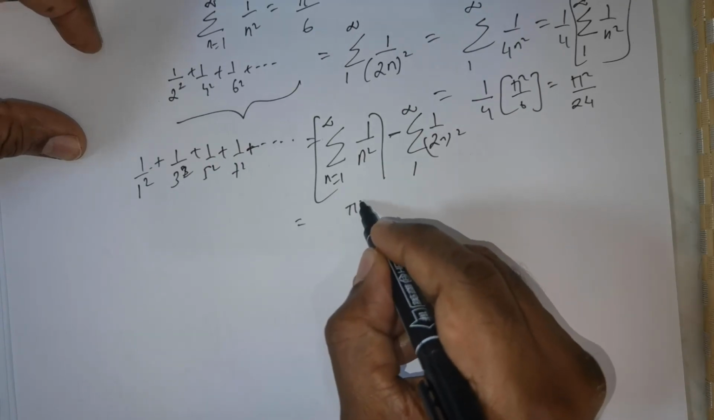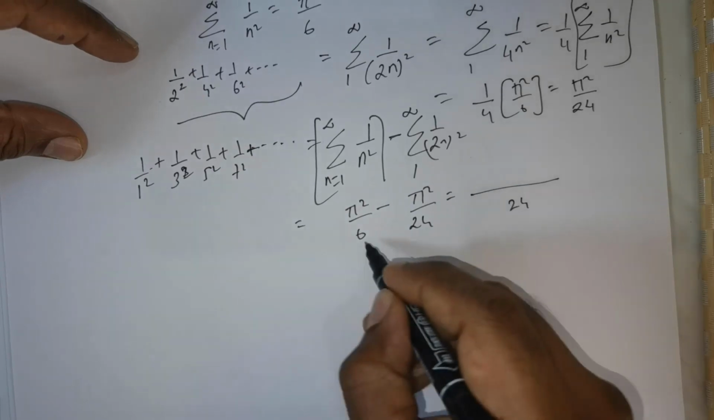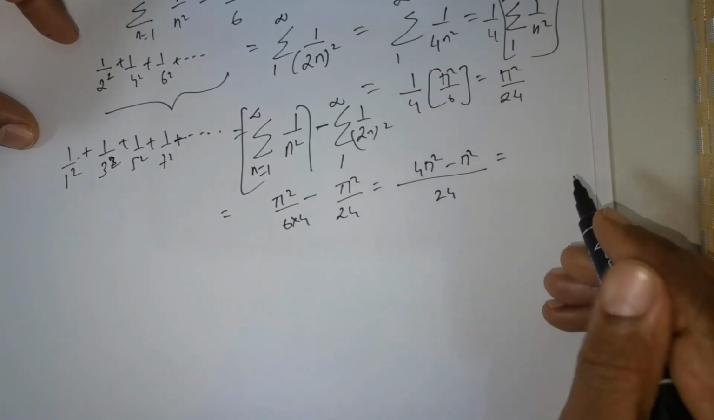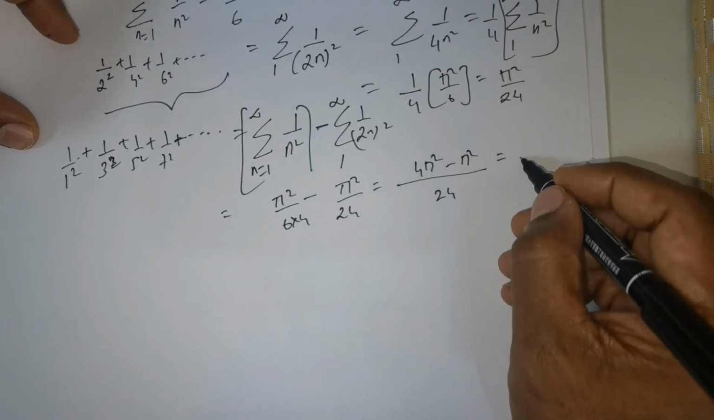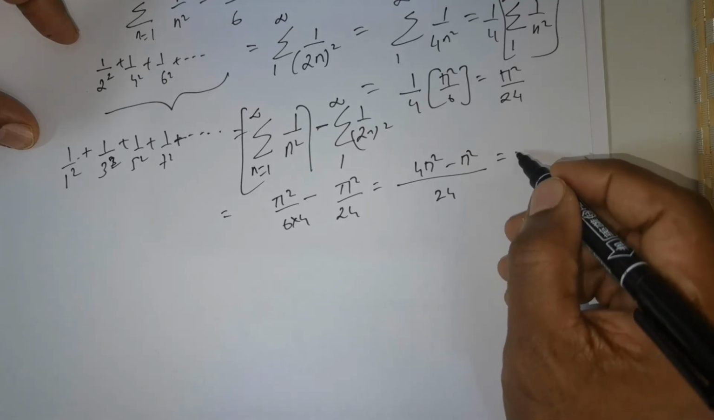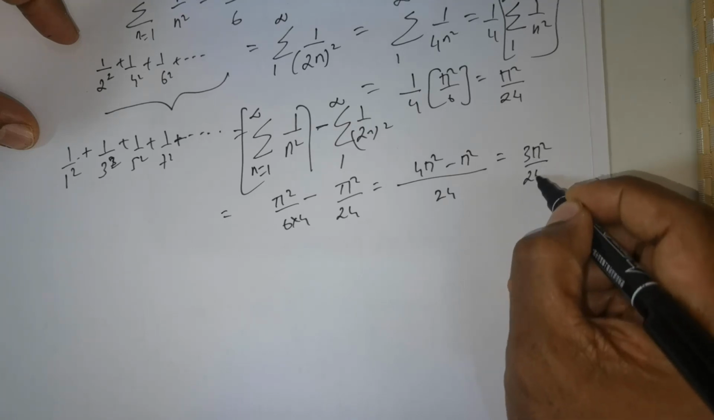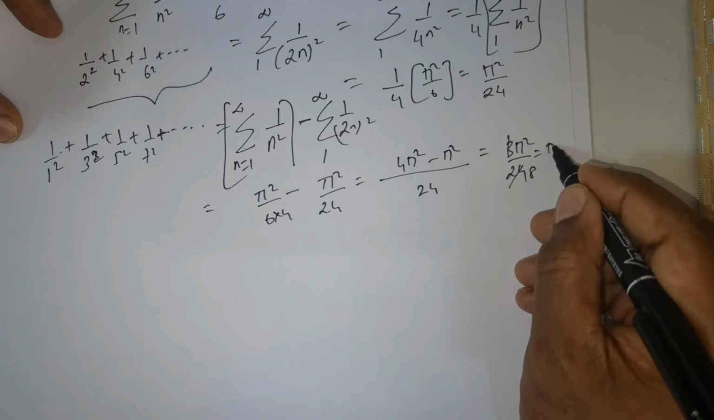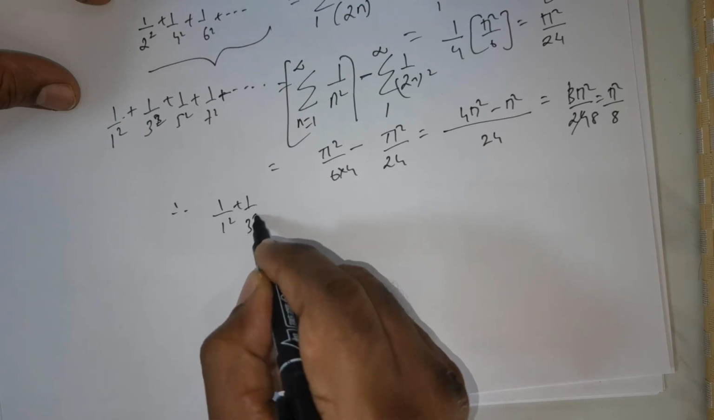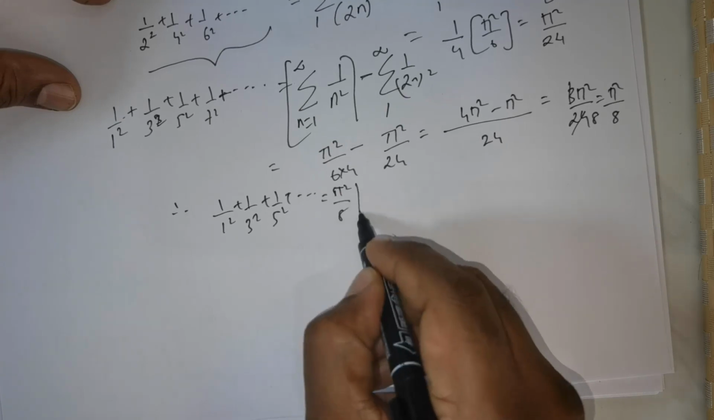So this is equal to pi squared over 6 minus pi squared over 24. With 24 as the common denominator, this is 4 pi squared minus pi squared, which gives me 6 and 4, and this value will amount to 3 pi squared over 24. 3 divides 24 eight times, so pi squared over 8. So therefore 1 over 1 squared plus 1 over 3 squared plus 1 over 5 squared plus etc. has a value of pi squared over 8.